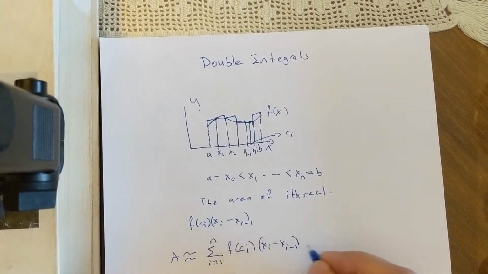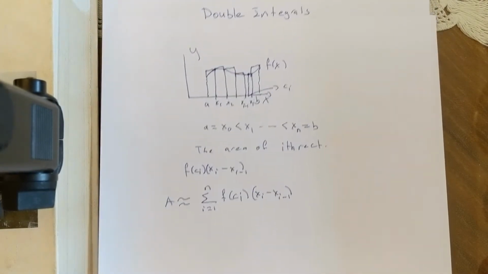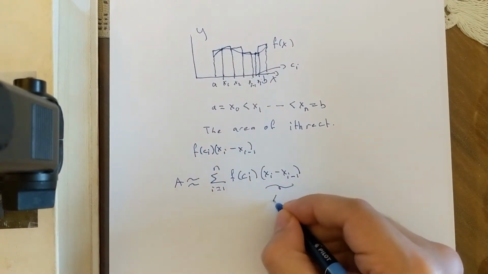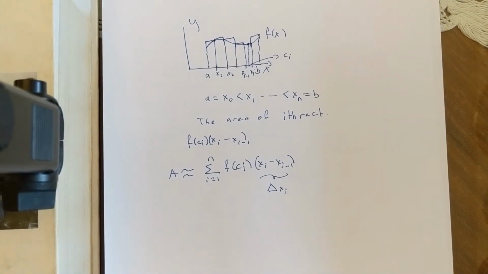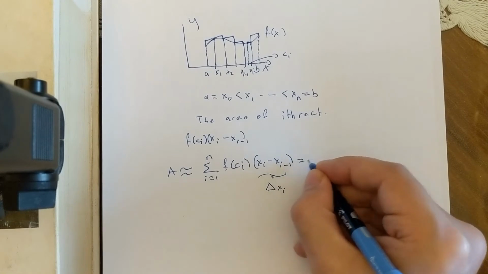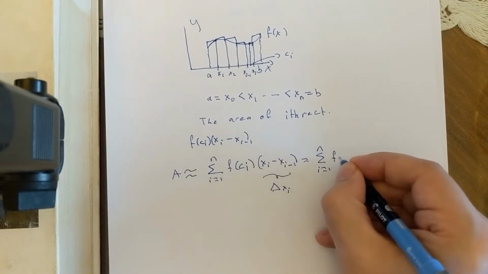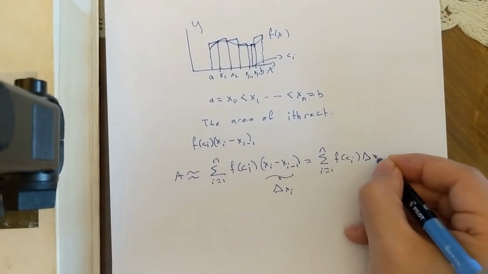Now, of course, this looks like an alien language, so we made it easier on ourselves. We said this was going to be defined as delta x sub i. So when I say delta x sub i, it's the change, it's the length of the ith interval. So we could write it nicer. It looks a little bit nicer, not too much, but a little. So you could write it like this, delta x sub i.